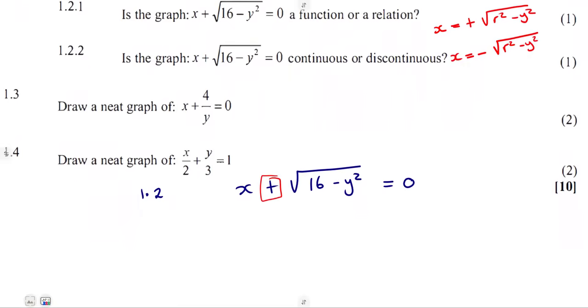So what can we do? Let us just make the x the subject. As we can see, x must be the subject of the formula. So if we are to take the plus square root to the other side of the equation, the moment it crosses the equal sign, what happens? It becomes a negative. It was a plus, now it's a negative the moment it crosses the equal sign.